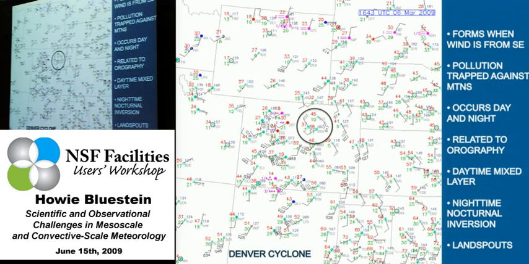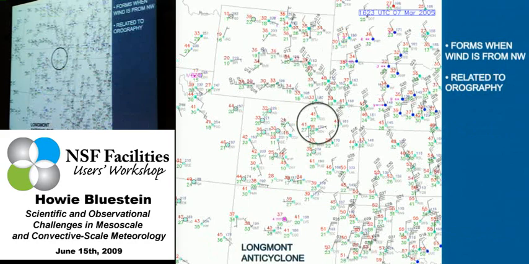They're obviously related to orography. During the daytime, you may get a mixed layer. During the nighttime, you get a nocturnal inversion. Yet you see these both during the daytime and the nighttime. And they're sometimes the location, this time of year, where you get landspouts. There's the Longmont anticyclone. In this case, we have northwesterly flow, and then instead of a cyclone, we get an anticyclone.